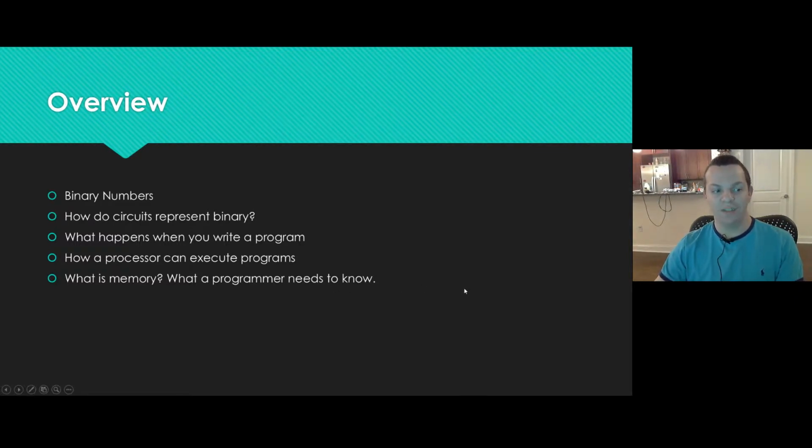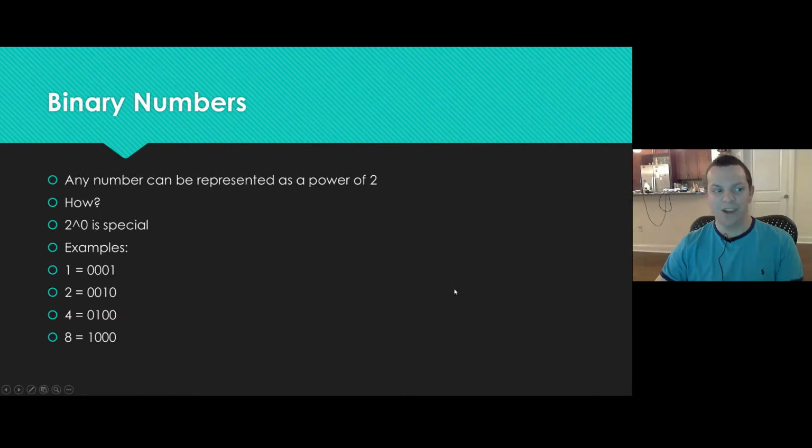So now, this brings us to our first topic, which is binary numbers. It is important to note that any number can be represented as the power of 2. As you can see, numbers like 2, 4, 8, 16, and so on are all powers of 2, and they can be represented that way. Yet, how does this work for numbers like 1? The thing to know here is that 2 to the 0 power is 1.